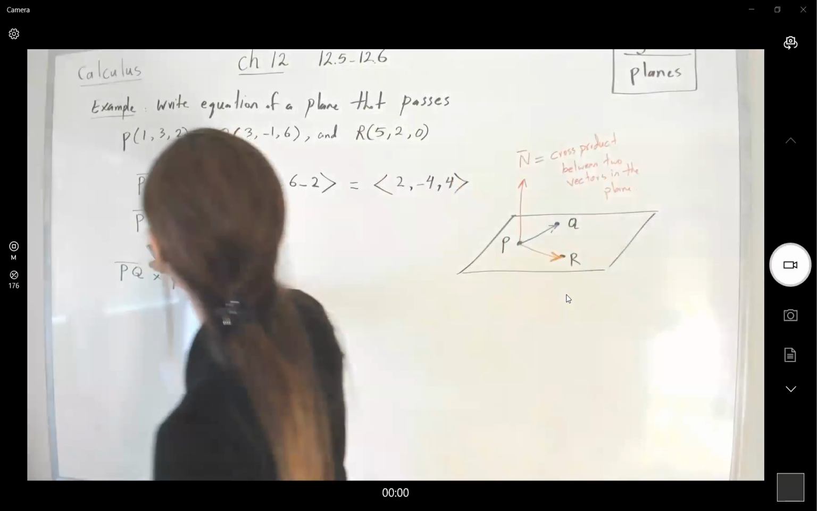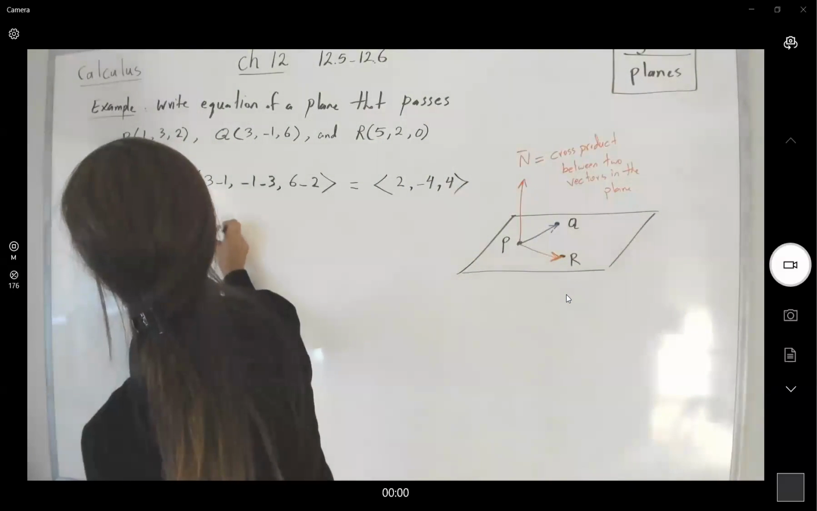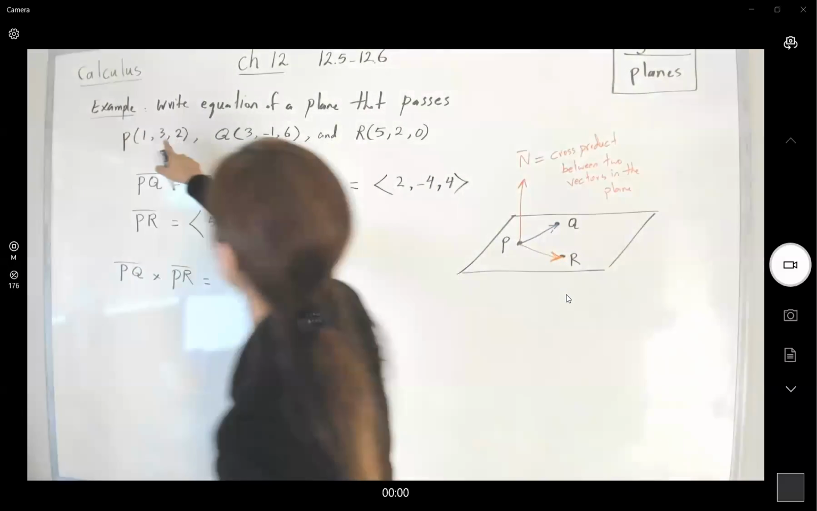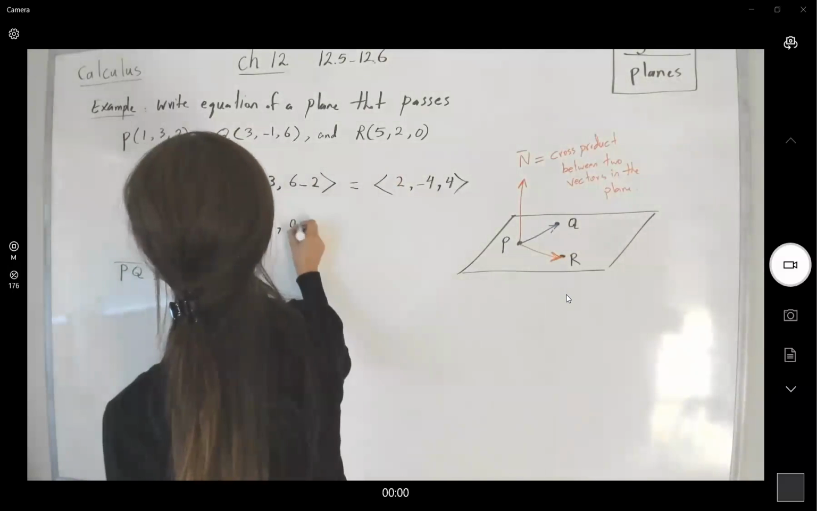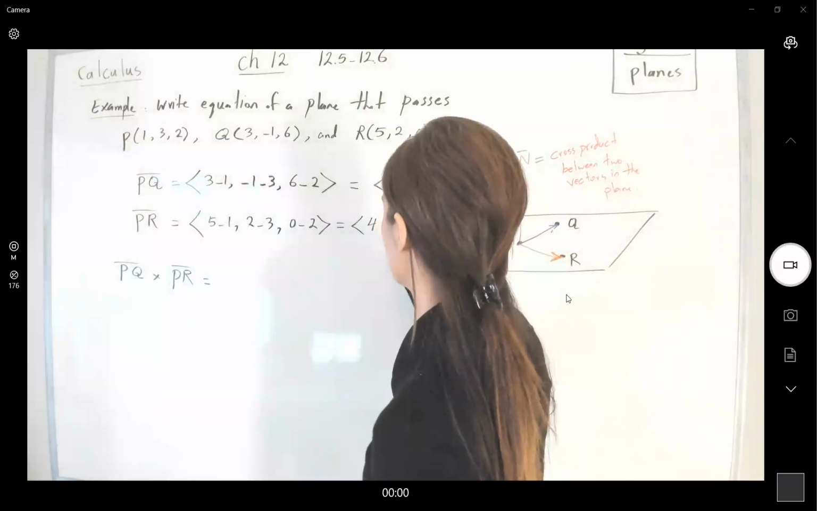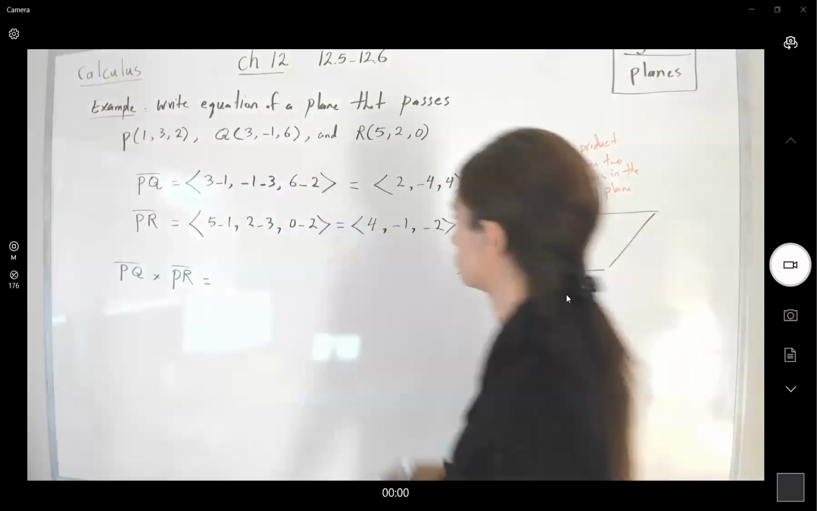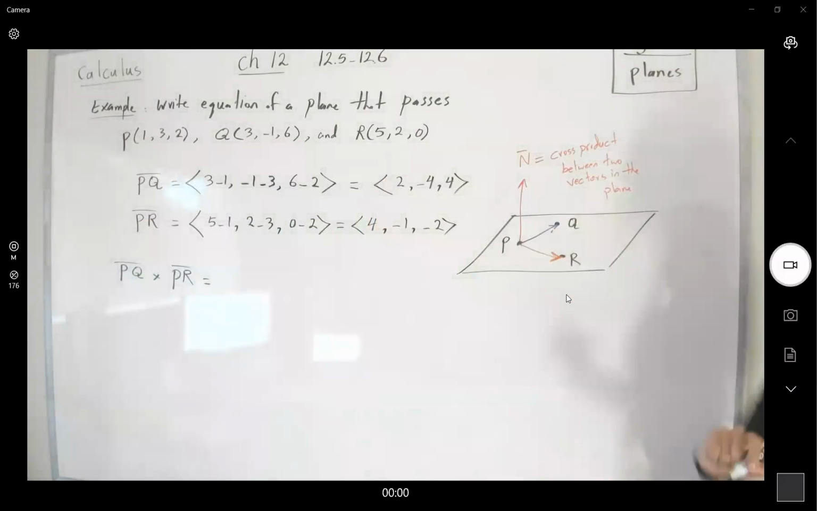Then PR, 5 minus 1, 2 minus 3, 0 minus 2, which is 4, negative 1, and negative 2. So we found the second vector, and now the cross product between them is your normal vector.